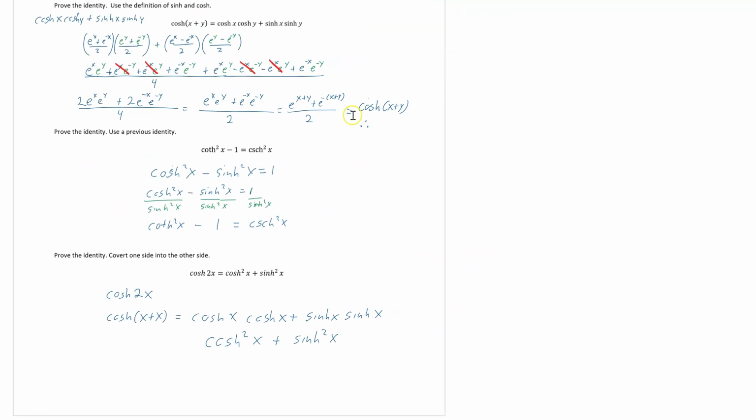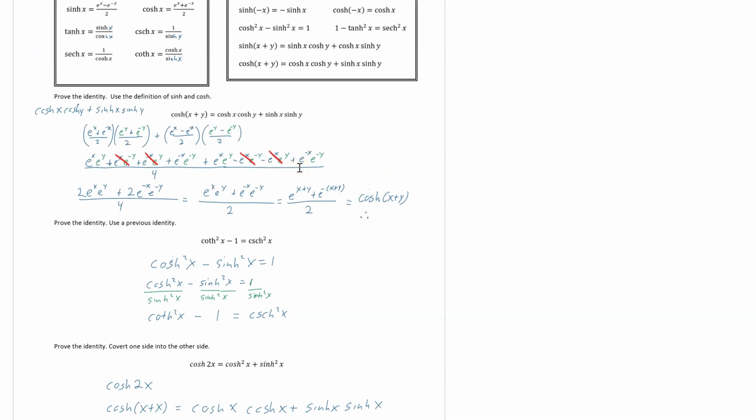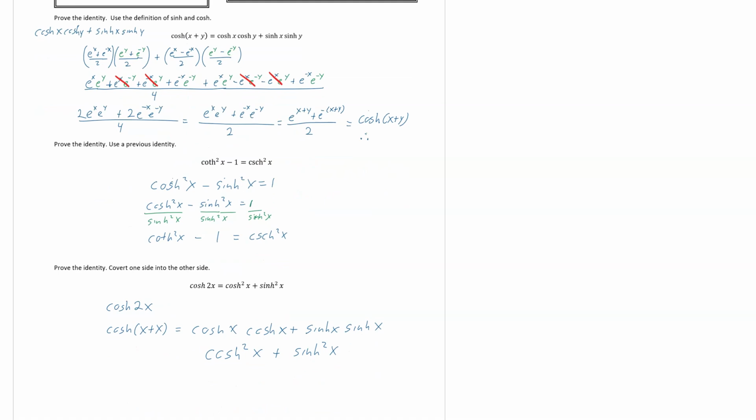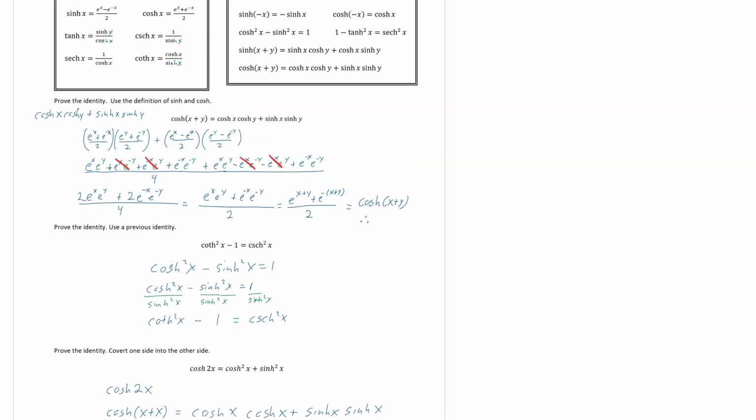So you can use our definition of hyperbolic cosine and sine and plug them in and simplify. Or you can take one of the identities that we already have and modify it to make it work for the way you want it. Or you can take one side and then plug stuff in using that identity.